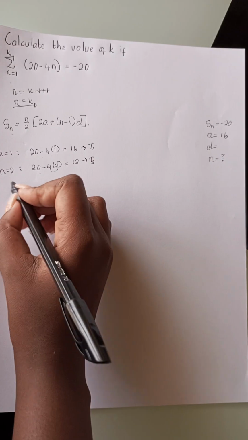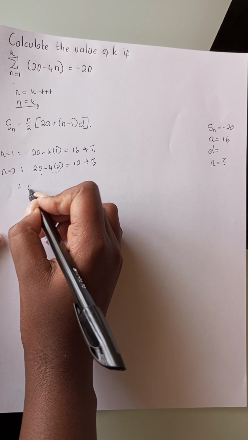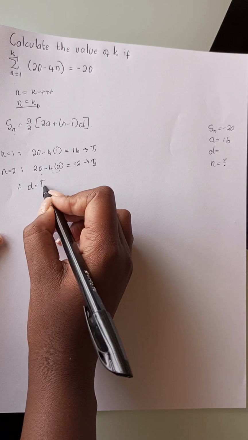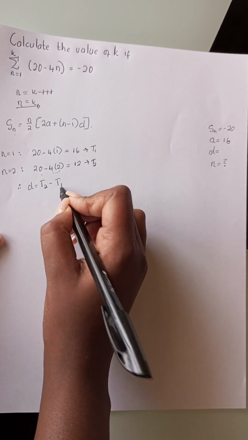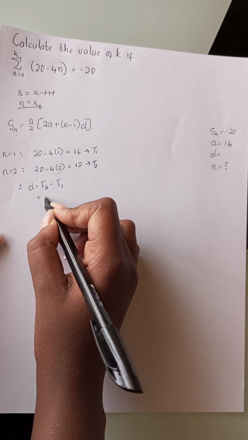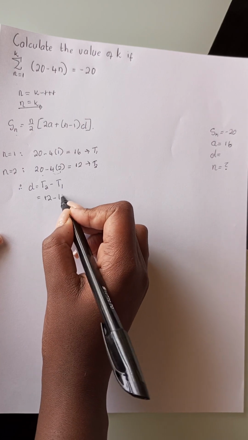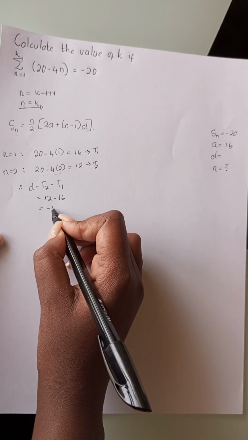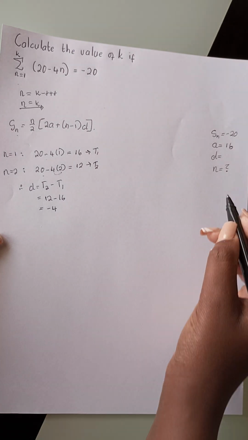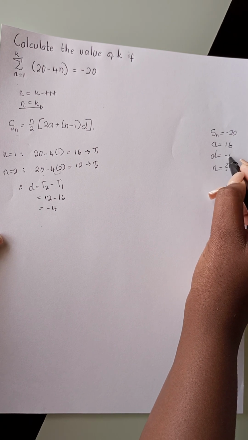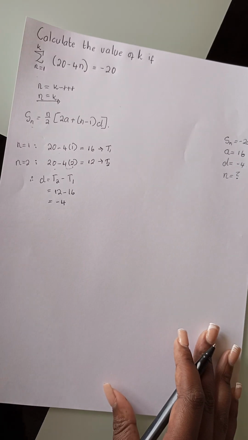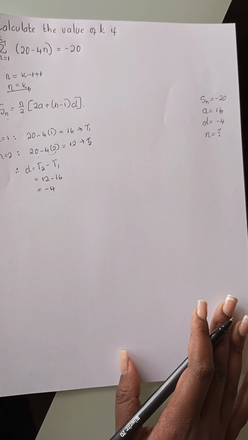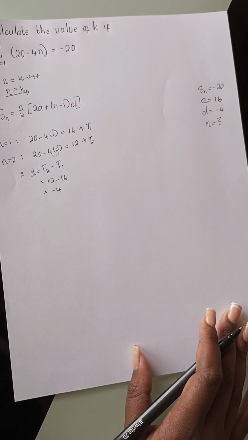Okay, so we can say, therefore, d is equal to T2 minus T1, which is, our T2 is 12 minus 16. 12 minus 16 gives us negative 4. Therefore, our d is negative 4. So there we have it. We have 3 of our unknowns.